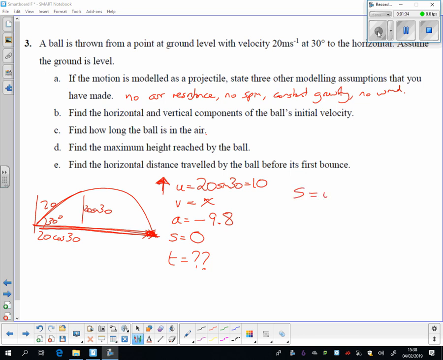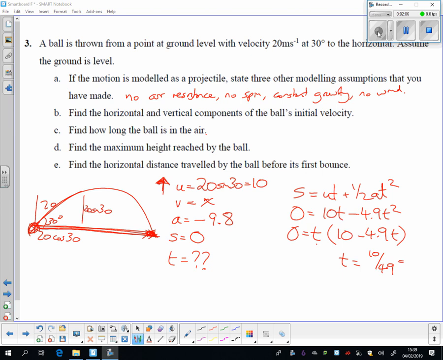So we're going to use s equals ut plus half at squared, and we're going to get a quadratic in t to try and find out. So 0 equals 10t minus 4.9 t squared. You could factorize that as a quadratic, use a quadratic solver, or you could just factorize out the t. One answer is t equals 0. Well, we know that. That's when you started back there. And the other answer is when t is equal to 10 divided by 4.9, which is a tiny bit more than 2, isn't it? 2.04 seconds. That's how long the ball is in the air.